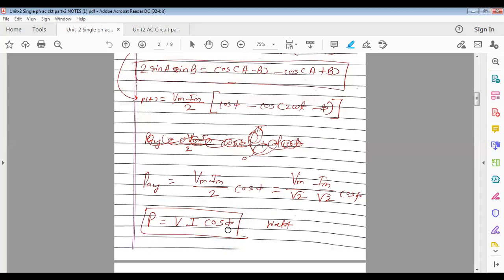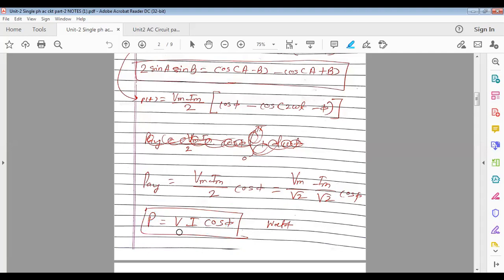Because for an inductor and a capacitor, phi is 90 degrees. So cos phi is cos of 90 degrees, which is 0. So the power will be 0 for the inductor and the capacitor. That's why you get active power only for resistance, and that's why this definition is like this.